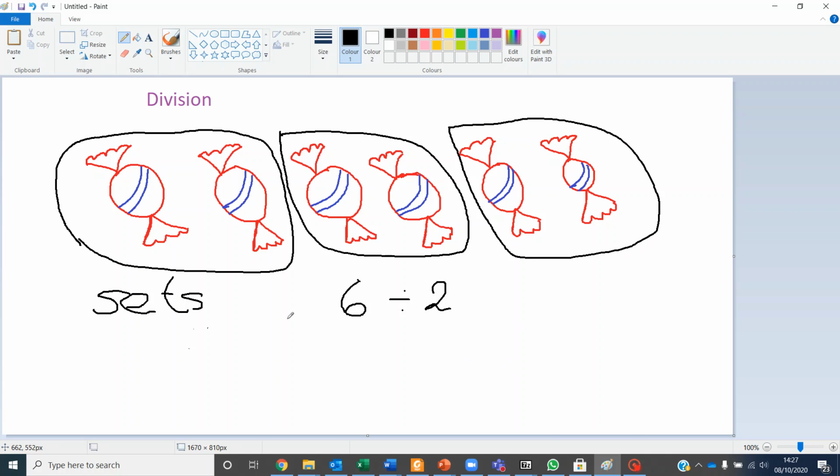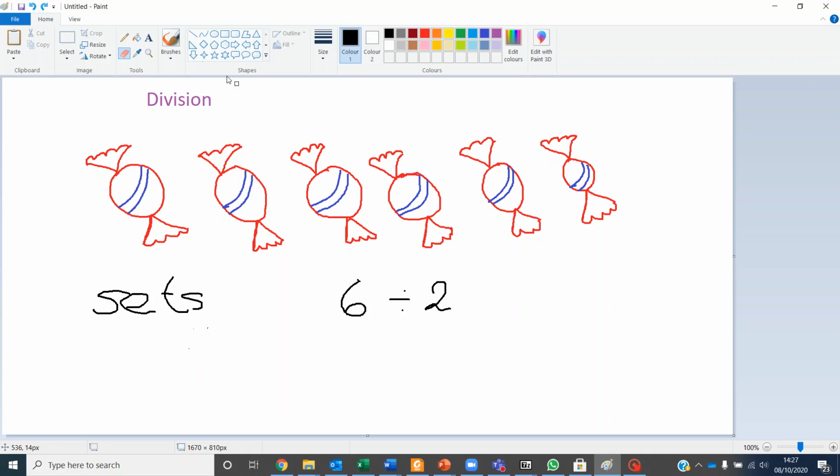So from this I can see I've got 1, 2, 3 sets of 2. 6 divided by 2 equals 3. Now I'm going to get rid of those. Imagine you wanted to do another number though. There's a quicker way.